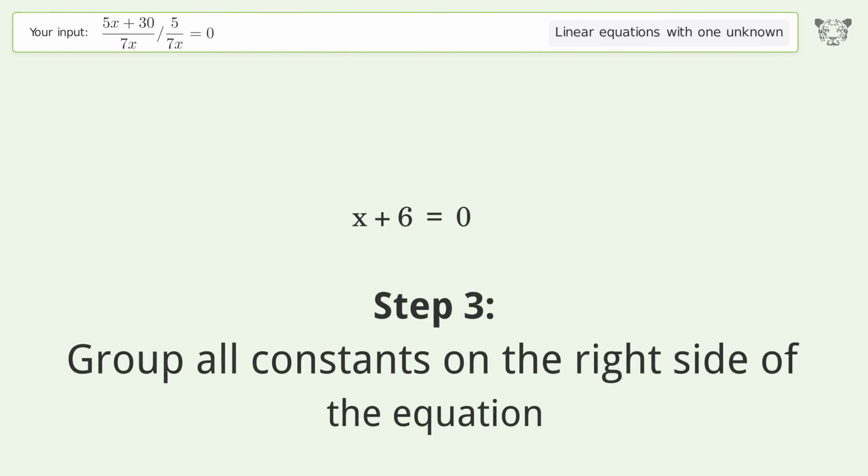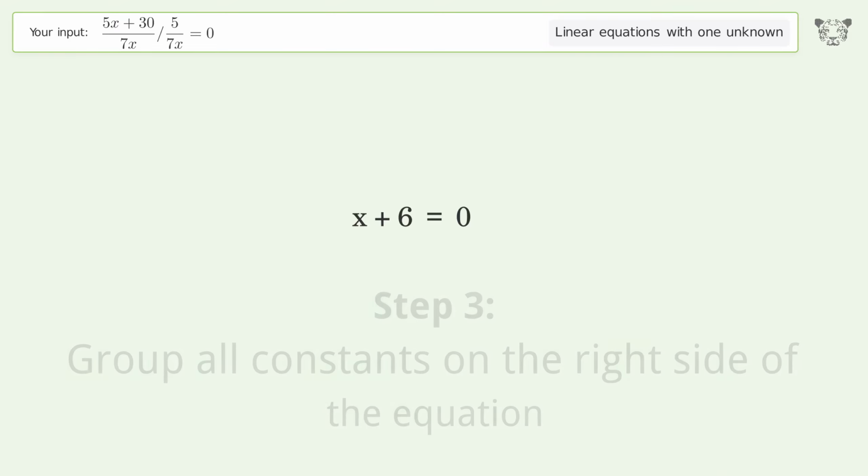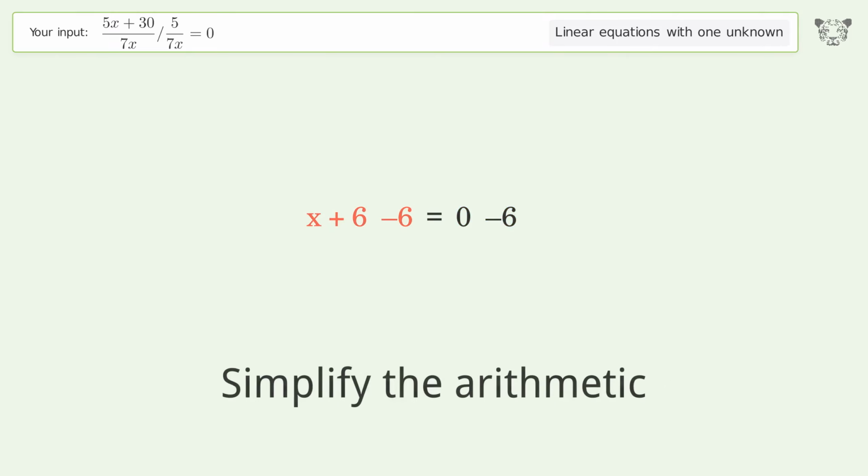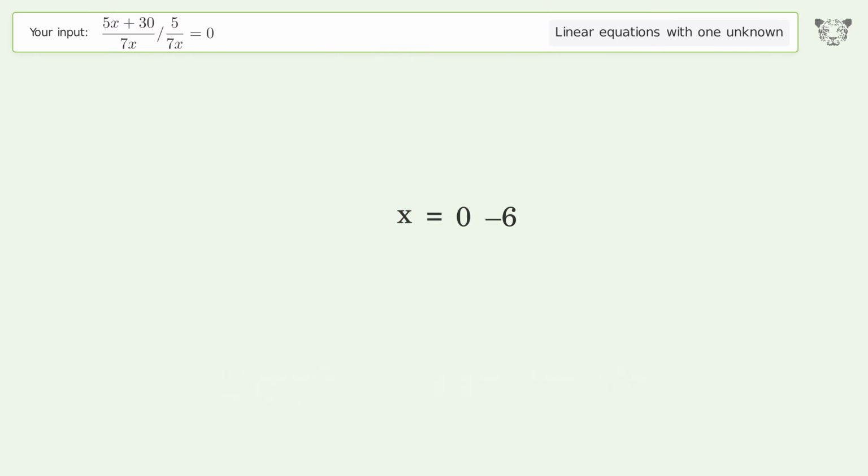Group all constants on the right side of the equation. Subtract 6 from both sides. Simplify the arithmetic. And so the final result is x equals -6.